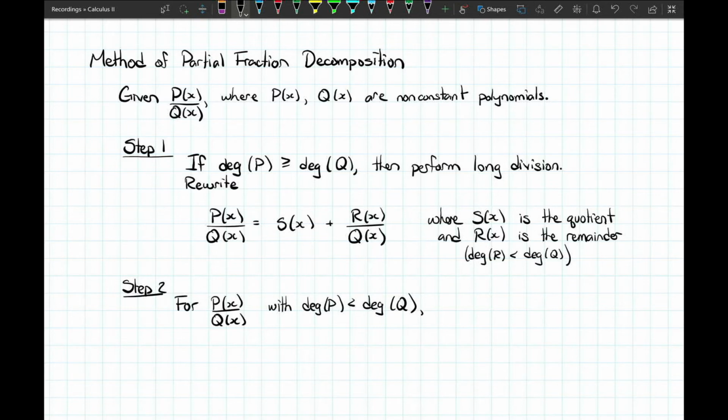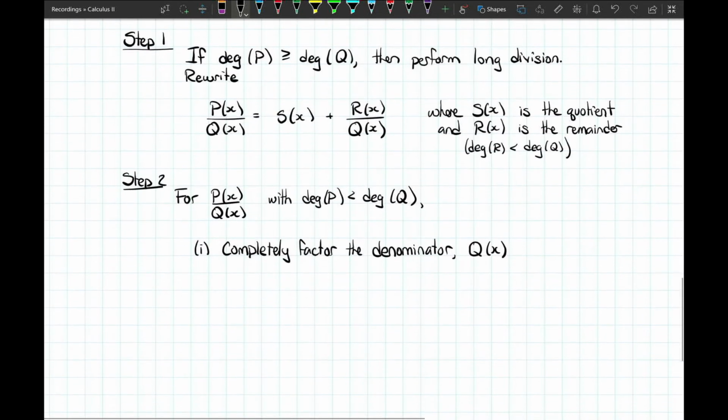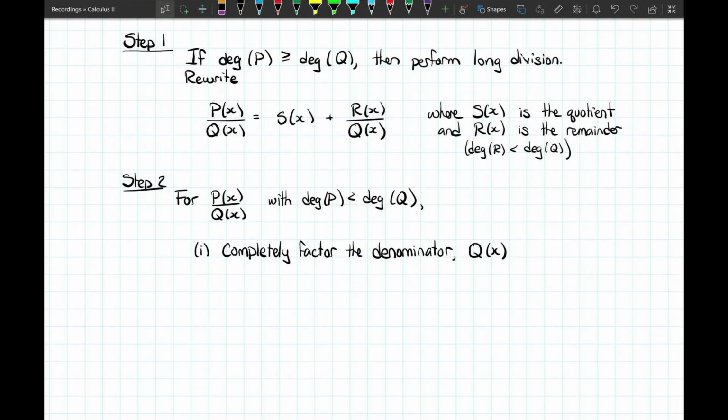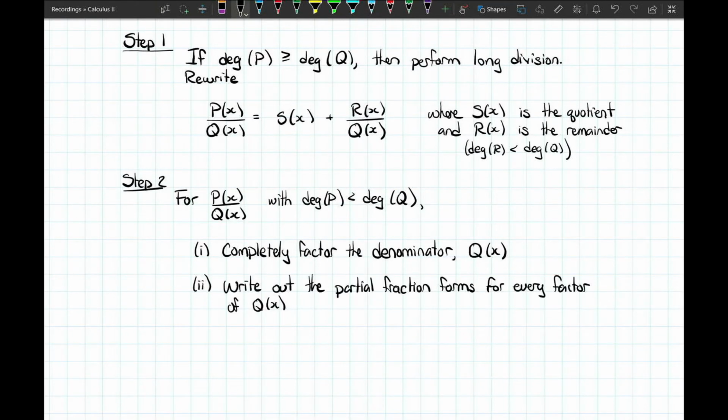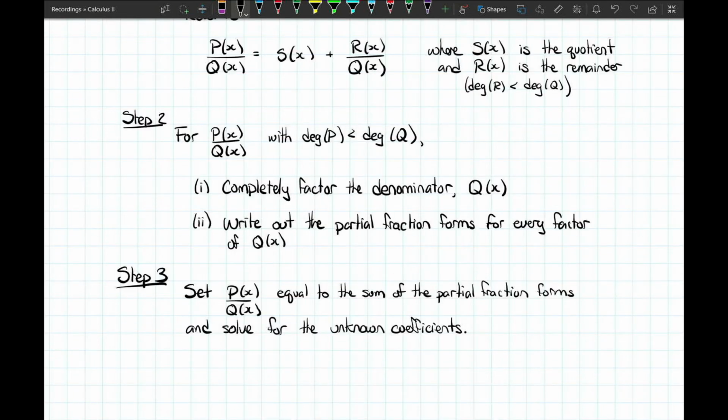The first thing we'll do is we'll completely factor the denominator. Once we've completely factored the denominator, then we can set up the combination of all of the partial fraction forms. And those partial fraction forms are given by the table that we just looked at. In step 3, we're going to set our rational expression p over q equal to the sum of all of the partial fraction forms and solve for all of those unknown coefficients. And those would be like the capital A's and B's and so on in the numerator of each of those partial fractions.